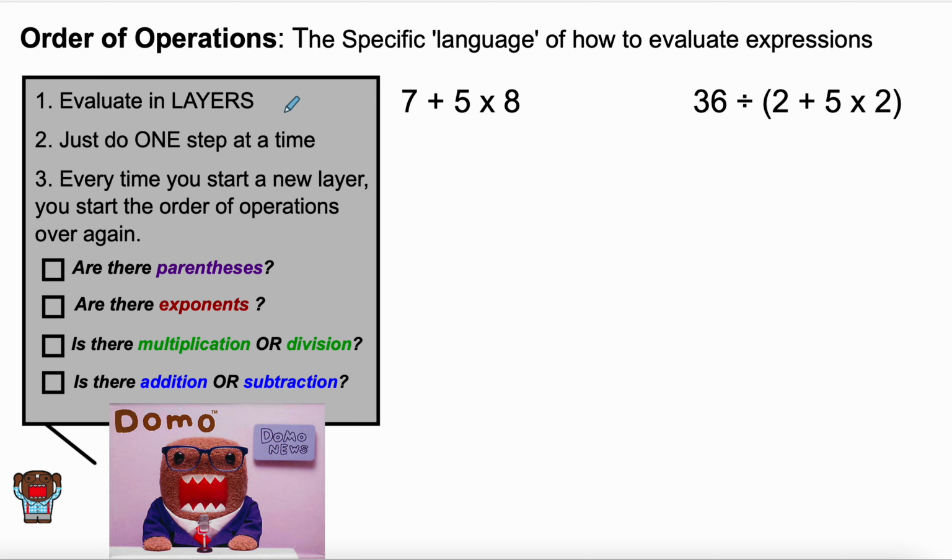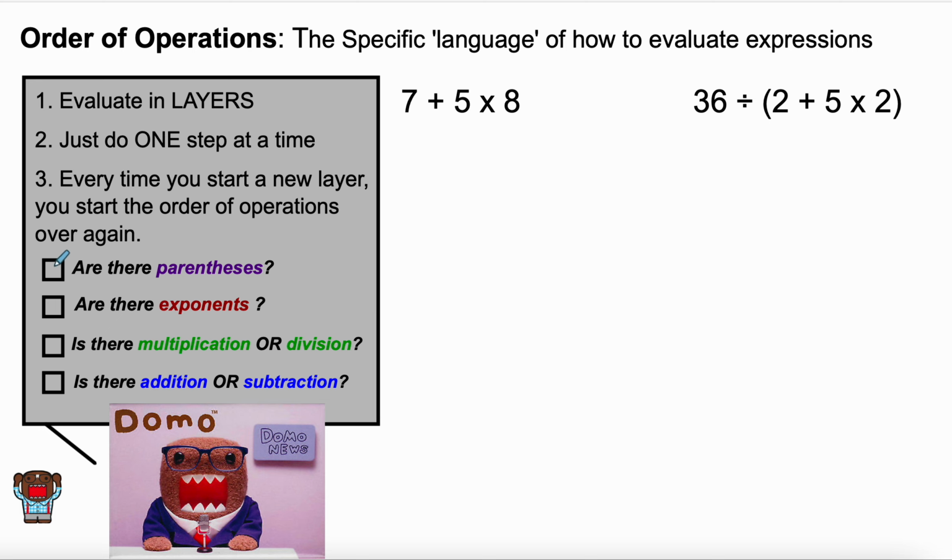All right, so let's just jump in. Let's look at this first expression, 7 plus 5 times 8. So Domo's reporting live, and he's giving us some really awesome steps to follow to help keep our minds organized and help follow the steps exactly as they are meant to be followed. So 1, we're going to evaluate in layers using our little math carrots. And when we evaluate in layers, it's super duper important to just do one step at a time. Every time you start a new layer, you're going to start the order of operations over again.